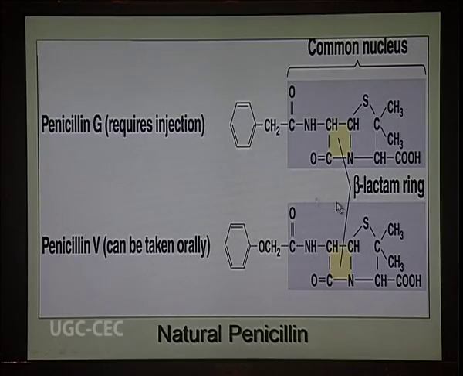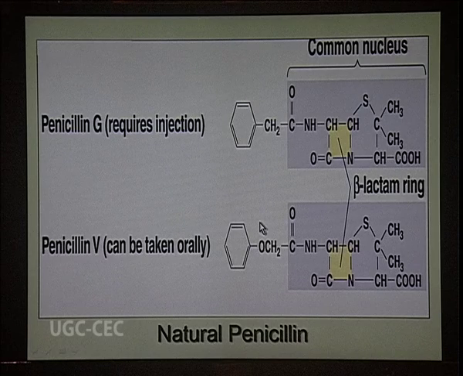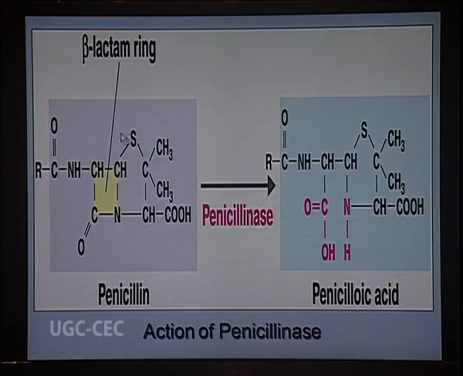Natural penicillin or natural antibiotic are produced by the microorganism itself, like penicillin G, penicillin V, produced by Penicillium, and benzyl penicillin as well. But they have some problems because they may be narrow spectrum, and they can be the target for the penicillinase enzyme or beta-lactamase, which is able to destroy the beta-lactam ring, and from penicillin, penicilloic acid is produced. So we have to have some semi-synthetic as well as synthetic antibiotics.